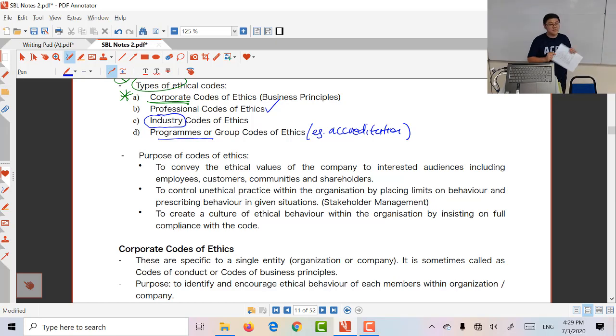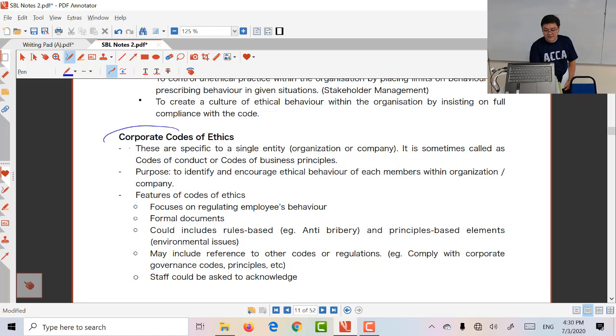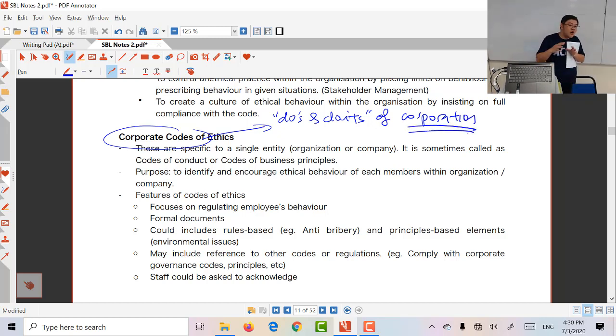Okay, what exactly is a corporate code? Now, a corporate code is basically the do's and the don'ts of the corporation. The corporation as a player itself has to commit to certain standards of behavior. Like just now I asked y'all, what do you think about social responsibility? And some of you say, well, no child labor. Now, at the end of the day, whether they have child labor or not is really up to the company's policy, right? So if the company set a policy, we don't use children, that's it. That's how the corporation commits to certain ethical value. Now, that is the code of ethics of the corporation.